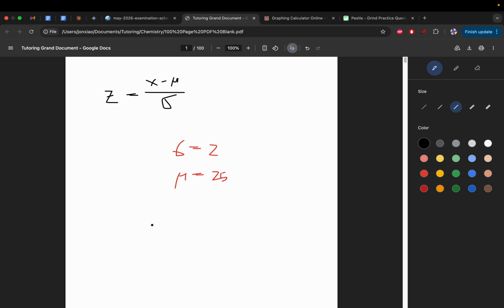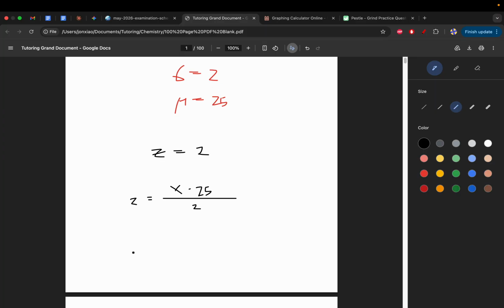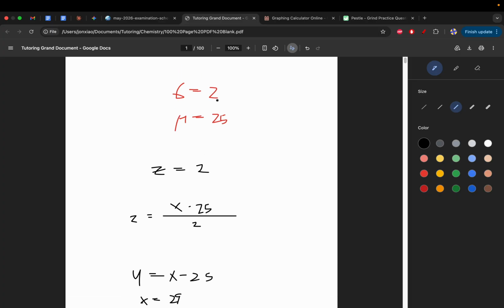if your z value is, let's say, 2, then it just means that you're 2 standard deviations away from the mean. So for example, your x value would be 29 here, right? And that kind of makes sense. So you have 2 equals (x minus 25) over 2. If you want to solve this, then you have 4 equals x minus 25, and x equals 29, which is basically just 25 plus 2 plus 2.